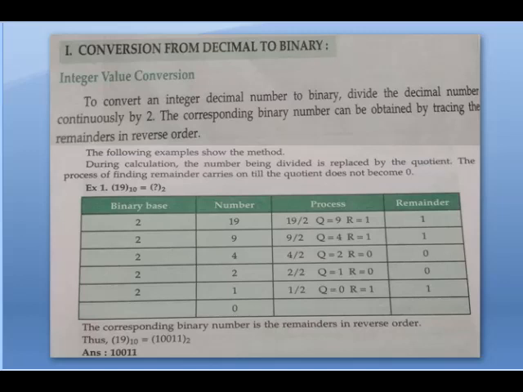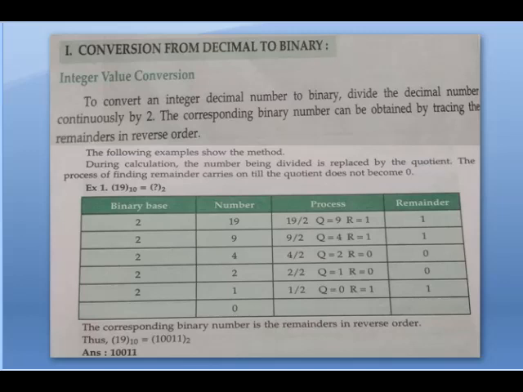To convert an integer decimal number to binary, divide the decimal number continuously by 2. The corresponding binary number can be obtained by tracing the remainders in reverse order. So here one example is there. Now we are going to see how to convert a decimal number to binary.